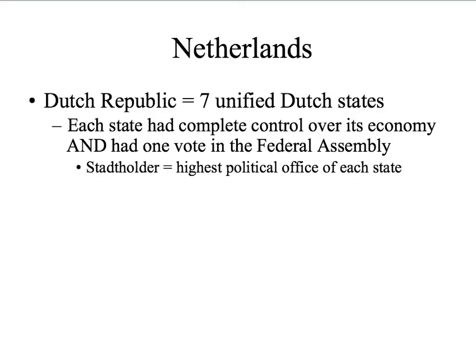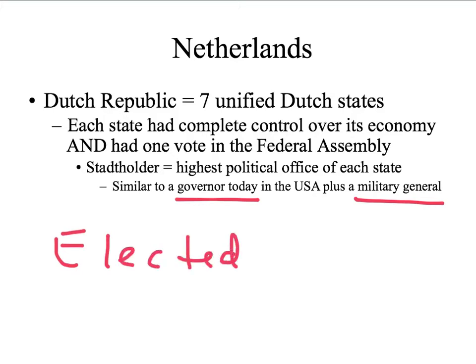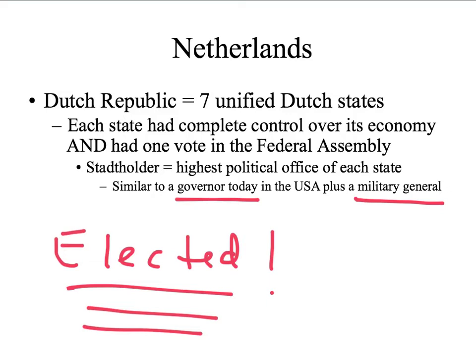Each Dutch state has a leader that they elect. This is more like a governor. It's called a stadtholder. In addition to being a governor, it's also more of a military general as well. So it's the person who will represent the state both politically and militarily. But remember, this person's elected. So the idea here is that you don't have a king, you have an elected representative for each of the 7 states. So you have 7 stadtholders at the same time.